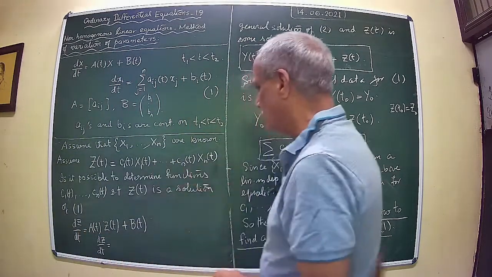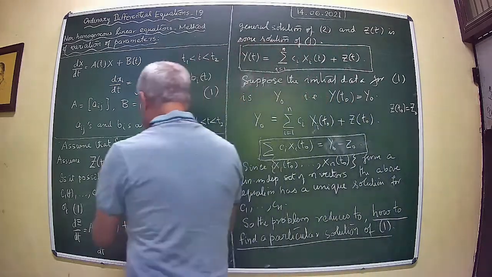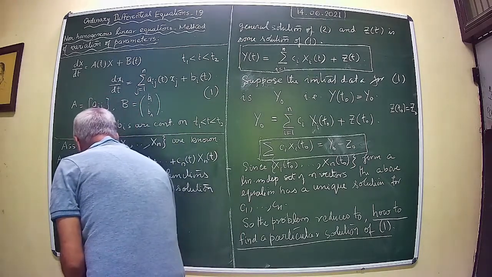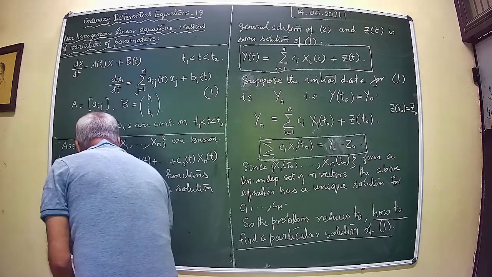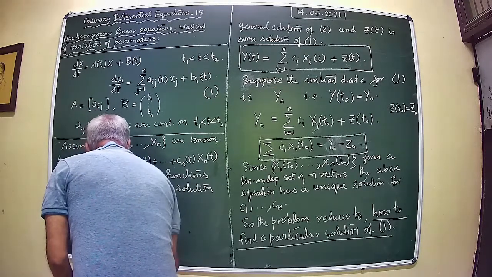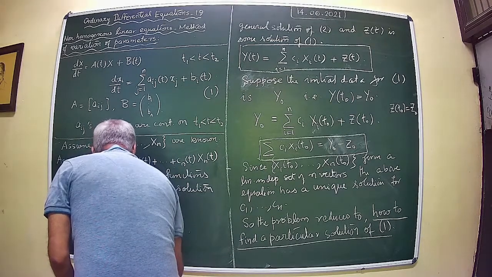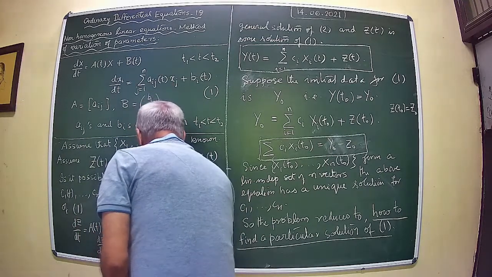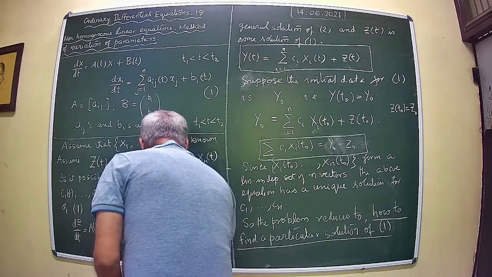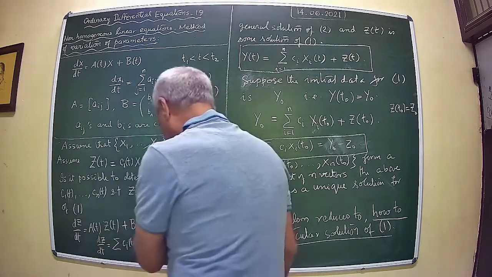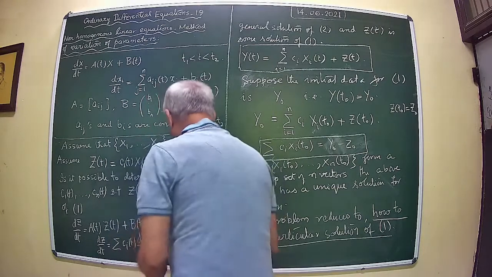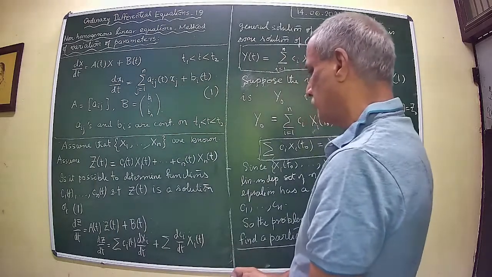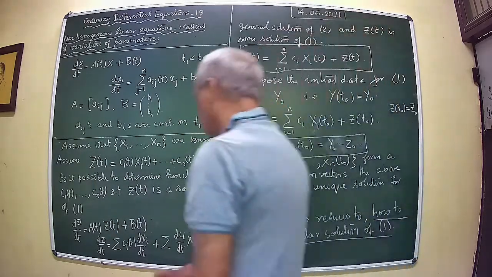Because this is your z. So if you take each of these terms, then this is what you have. dz by dt will be sigma c_i(t) d x_i by dt plus sigma dc_i by dt x_i, where i goes from 1 to n.